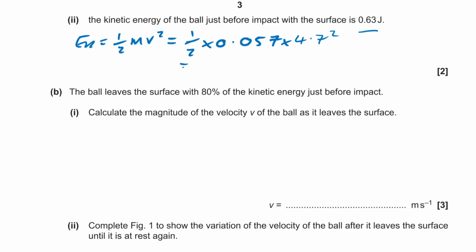And that gives me 0.629596, blah, blah, blah. We don't care. We want it to 2 sig figs. So that is 0.63 joules.